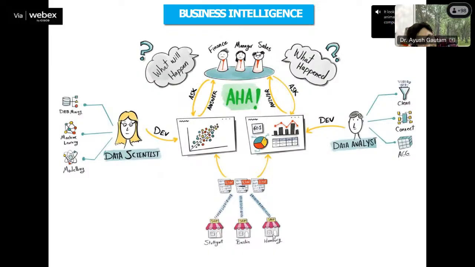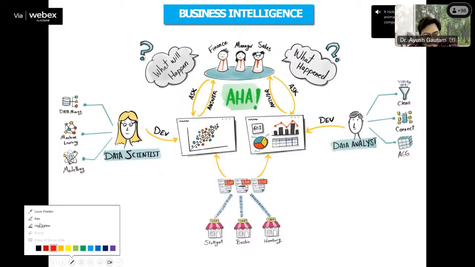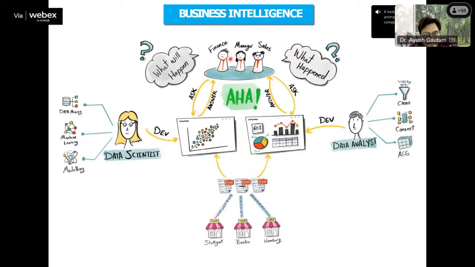They have 3 warehouses, and they want to know what has happened in these warehouses and what will happen in these warehouses. So there's a finance manager, and there's a sales manager, and they would like to know what will happen at these warehouses in the future. So these are the managers. They would like to know what will happen and what has happened.